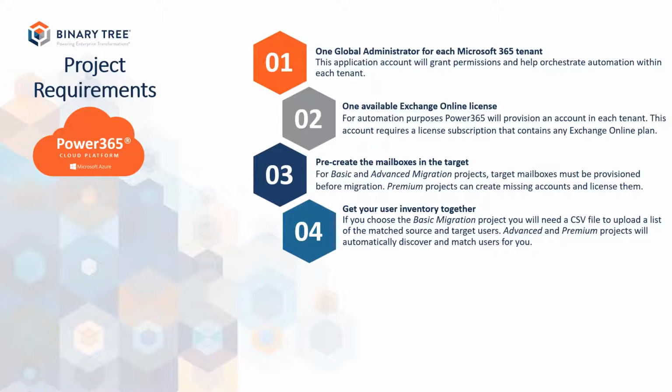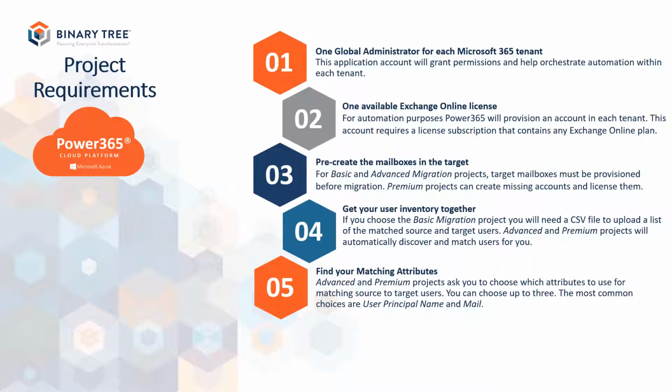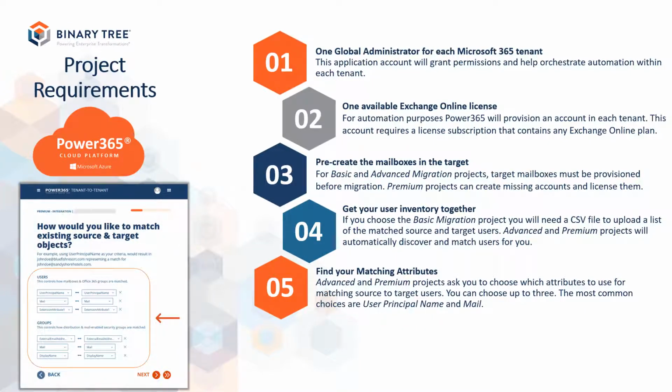With advanced and premium projects, you will need to select at least one pair of matching attributes between source mailboxes to target mailboxes. The most commonly used attributes are the user principal name and mail. You also have the option to use one of the custom extension attributes for matching purposes. This attribute needs to be pre-populated before the migration begins.